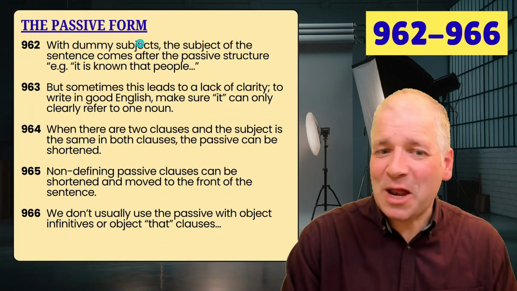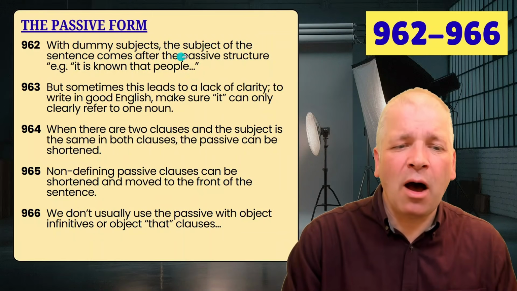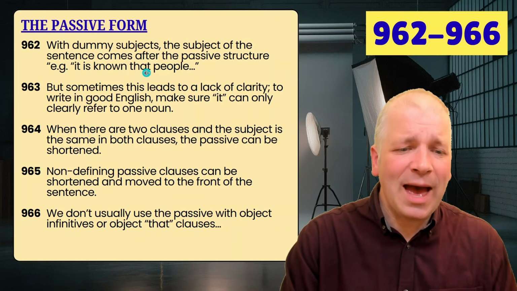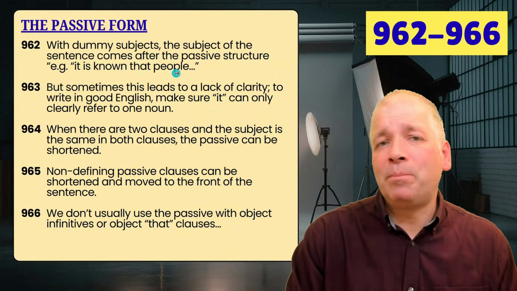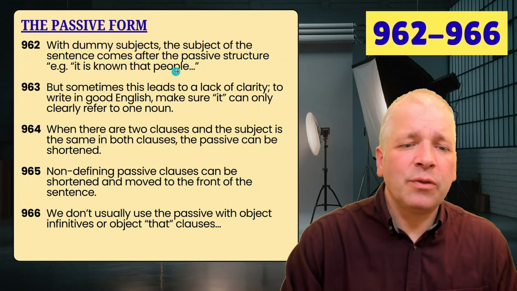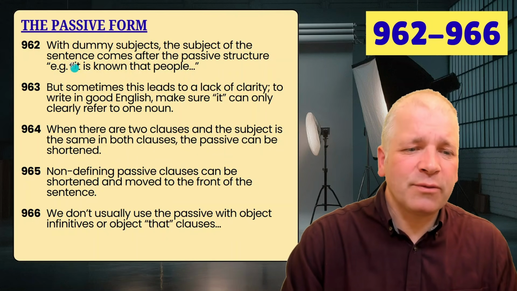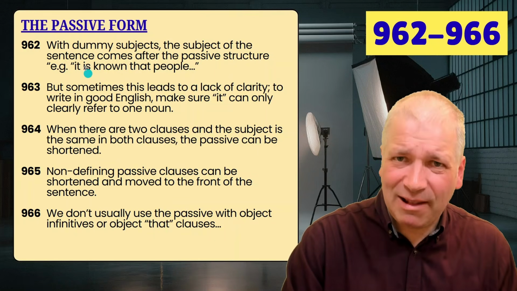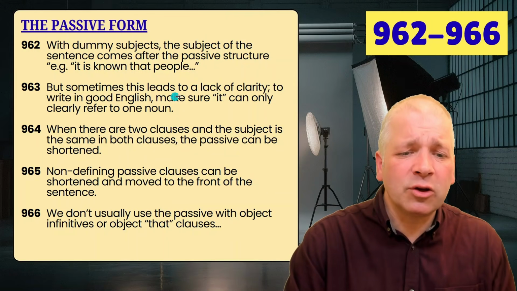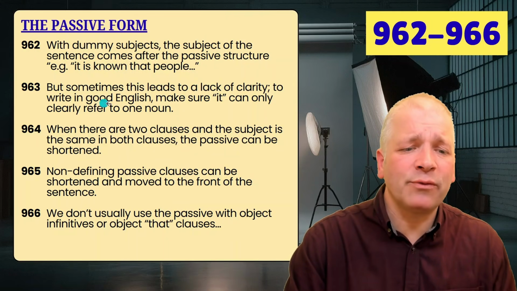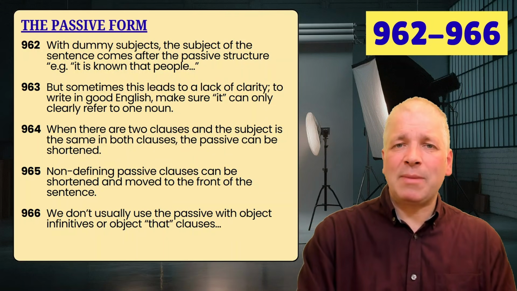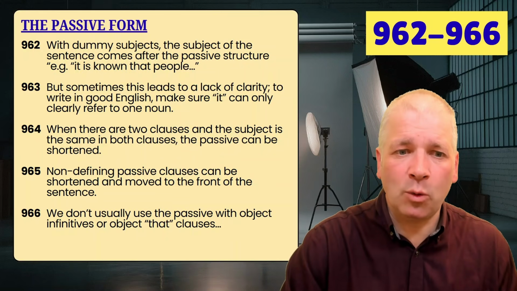With dummy subjects then, the subject of the sentence comes after the passive structure. "It is known that people like chips." So "people" is actually the subject and the passive structure all comes first. It's like a cleft sentence put in there. Sometimes this leads to a lack of clarity. To write in good English, make sure "it" can only refer to one noun. So be careful with that. If you've got multiple nouns, make sure that "it" clearly refers to the one you want it to.